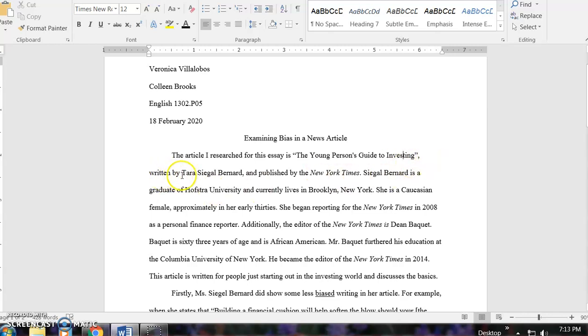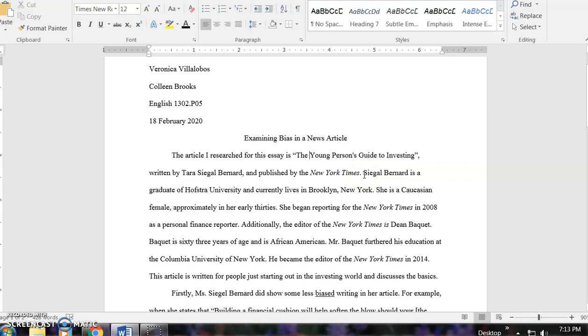Comma, written by Tara Segal Bernard, that's the name of the author, comma, and published by the New York Times. In MLA, any time that you use the name of a publication, it must be italicized. Some of you did it once, but never again. You have to do it every single time in MLA. If you obviously didn't do those things, then those were points off. But I asked you to tell me the name of the article, the author, and the name of the newspaper. And all 3 of these things are here in this first sentence.